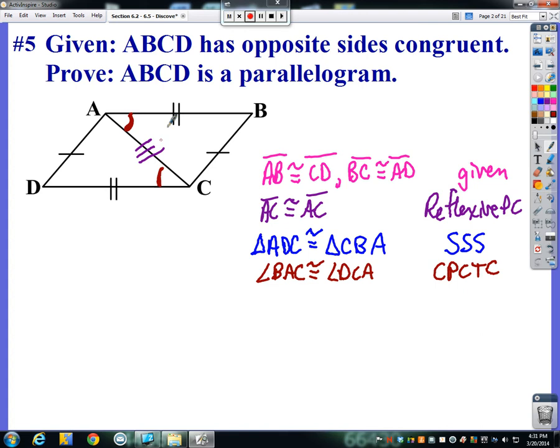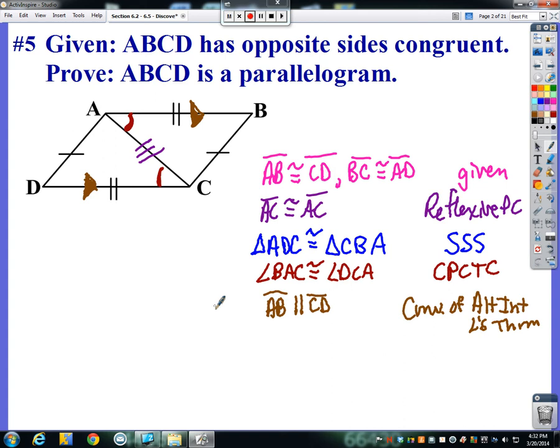Now, since those angles are congruent, we can get that AB is parallel to CD by using the converse of, and what type of angles did we just show had this special relationship up here? Alternate interior angles theorem. Now, we can't just stop there, because if we stop there, we've only shown that this thing is just a trapezoid and not a parallelogram. So we have to go a little bit further.